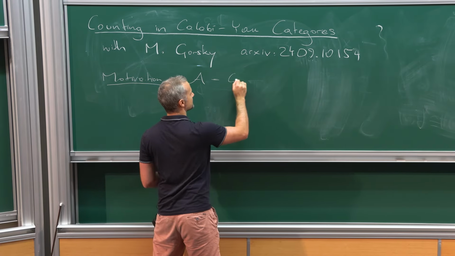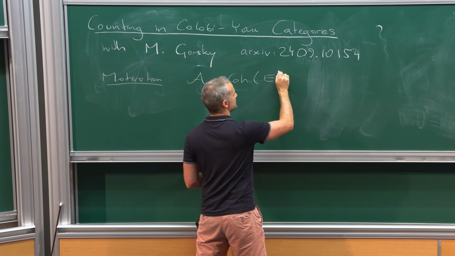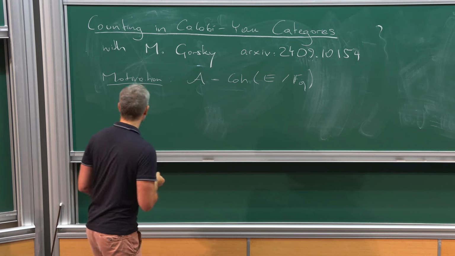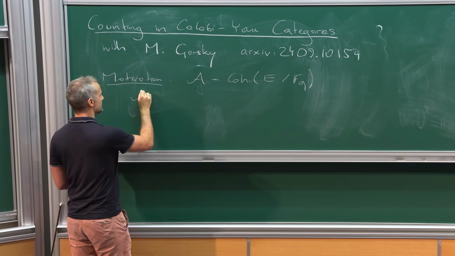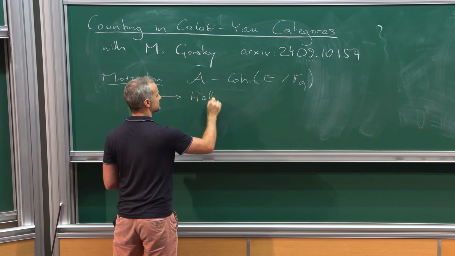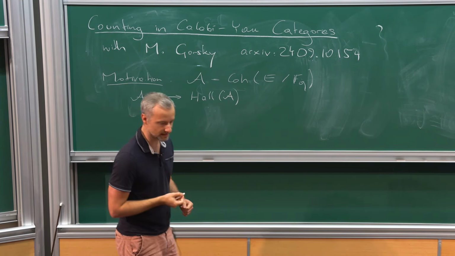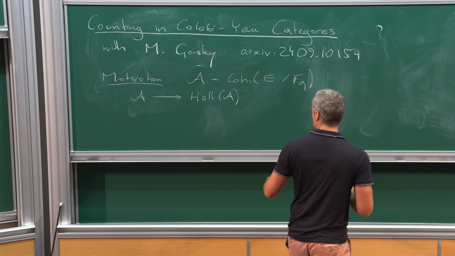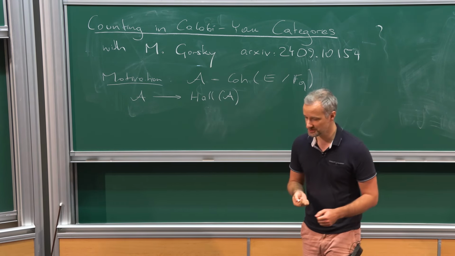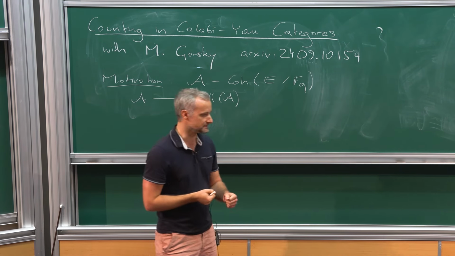Abelian category of coherent sheaves on some elliptic curve over a finite field, then associated to that is an associative algebra called the Hall algebra of A, which already appeared in Jan's talk. So basically, the basis of this algebra will be given by isomorphism classes of objects, and the product is given by looking at all possible extensions of these two objects.